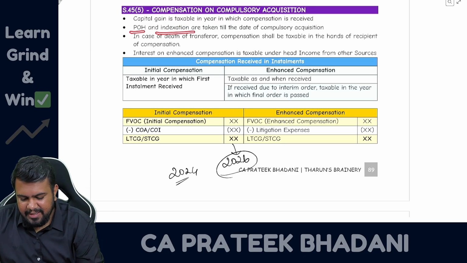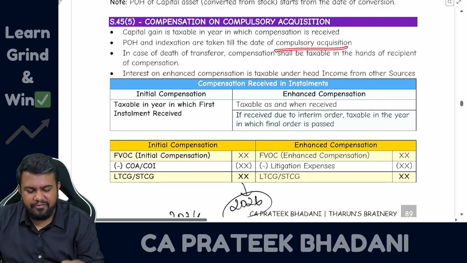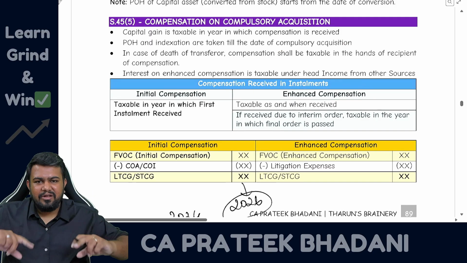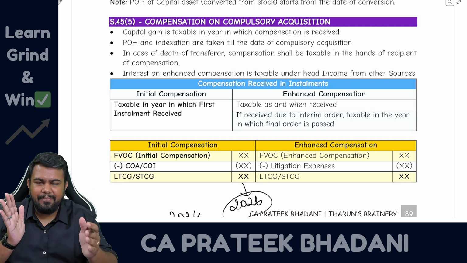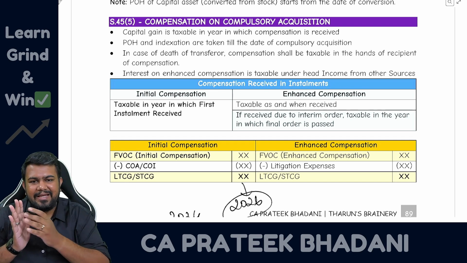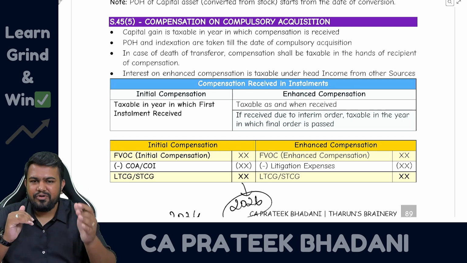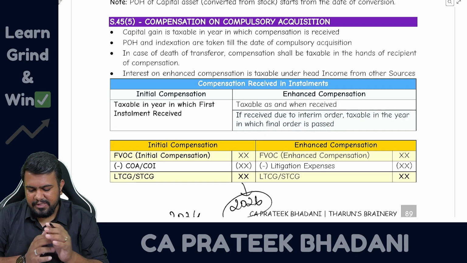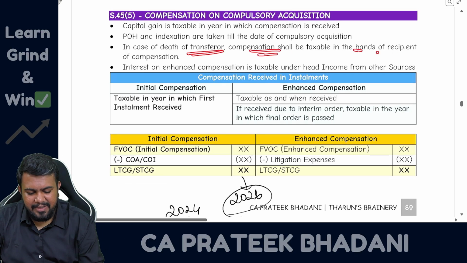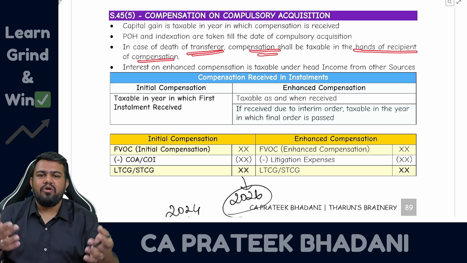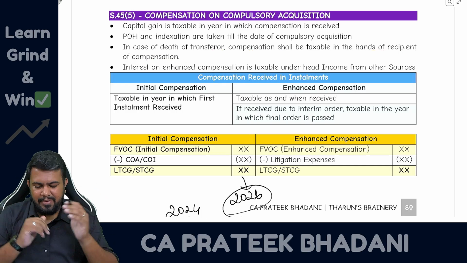Period of holding and indexation are taken till the date of compulsory acquisition only. So date of compulsory acquisition is only the date of transfer. So period of holding you have to take up to the date of compulsory acquisition. Indexation also, if at all it is applicable, you have to take up to the date of compulsory acquisition. If at all the transferor dies, then compensation shall be taxable in the hands of the recipient. So whoever is receiving the compensation will be paying the tax.